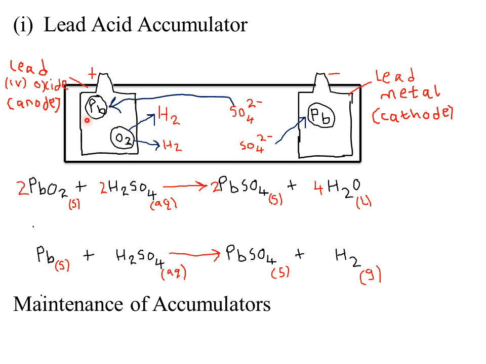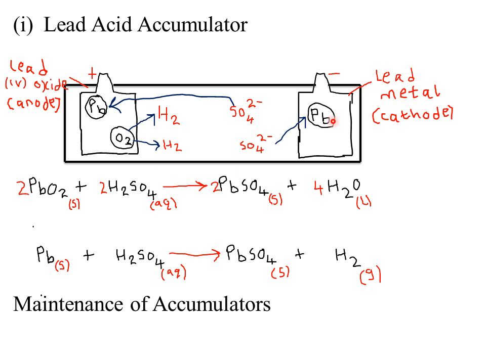So the positive terminal of the lead acid accumulator is the lead 4 oxide. Remember the oxygen that came and reacted with lead to form the lead 4 oxide, which is the anode or the positive terminal. Then the negative terminal is simply the lead metal, or our cathode. So a lead acid accumulator is the most reliable, long lasting and cost effective secondary cell.